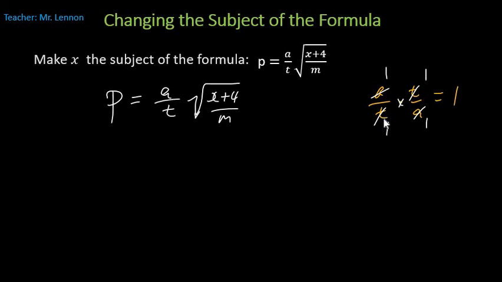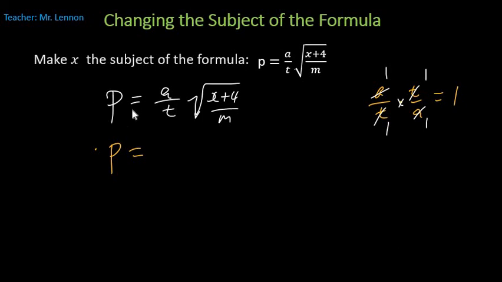What is the reciprocal of a over t? Just flip it around. The a in the numerator becomes an a in the denominator. The t in the denominator becomes a t in the numerator. And so that's how we have the reciprocal. Any quantity multiplied by its reciprocal is actually equal to 1. So that's what we want. We want to have just a 1 in front of the square root symbol, which means we'll get back the same square root of x plus 4 over m.